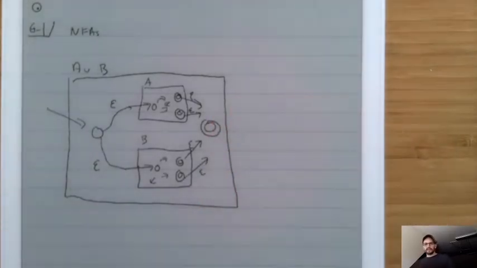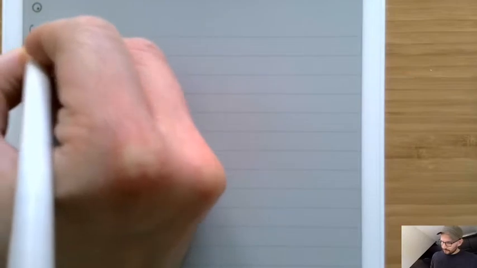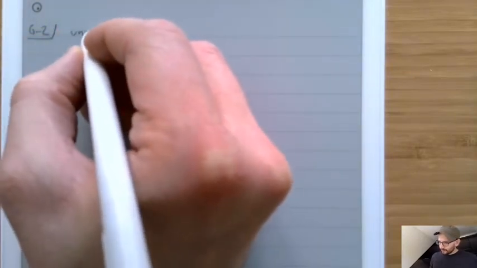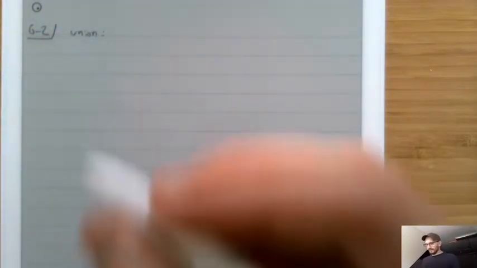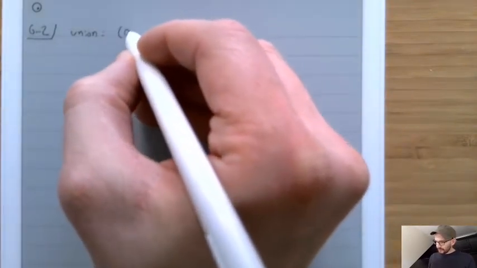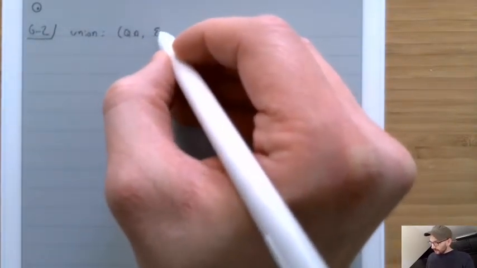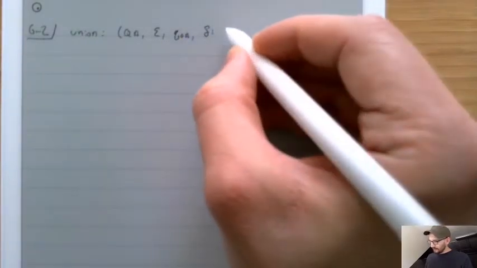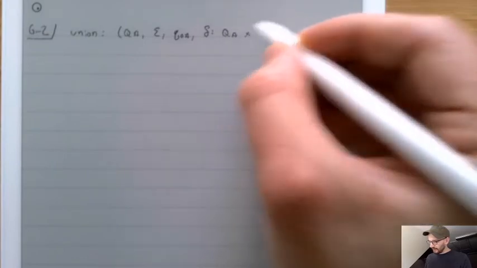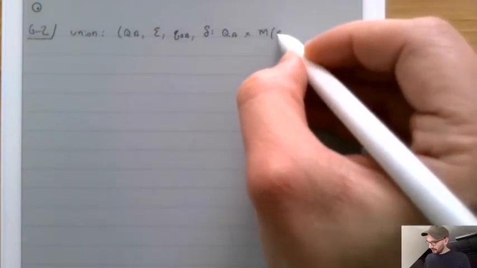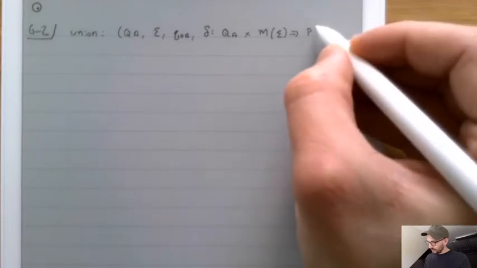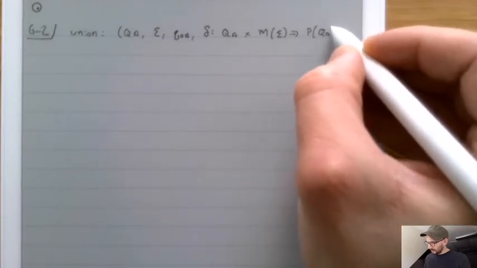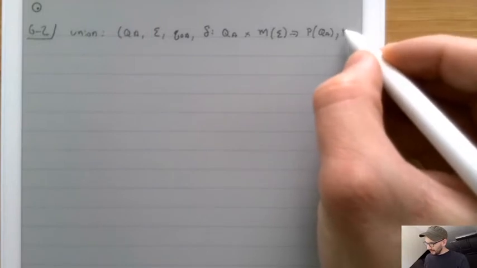Now this picture right here, we can actually turn this picture into a real program as well. So let's look at how that program would work. So union is going to take one NFA. So it takes QA, sigma, Q0A, delta, which takes a QA, a maybe sigma, and returns something in the power set of QA. And it has FA.